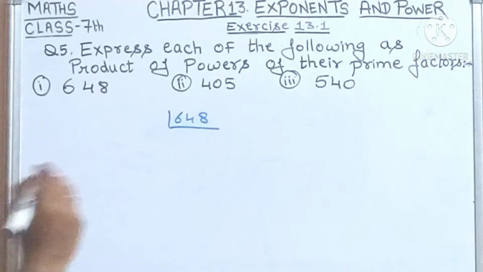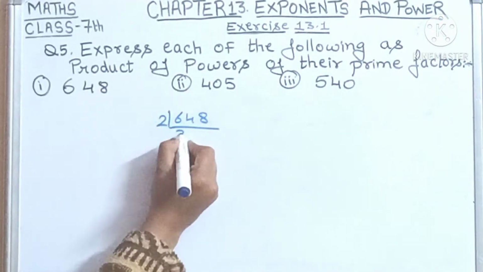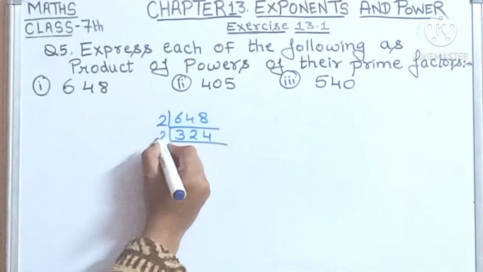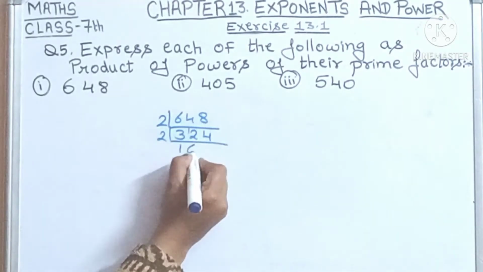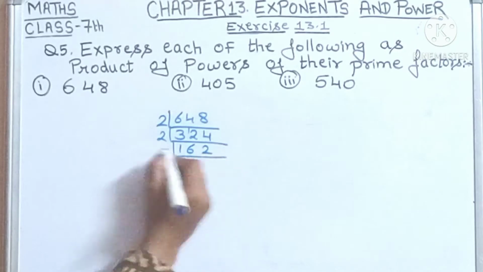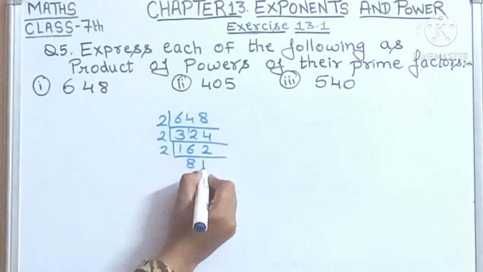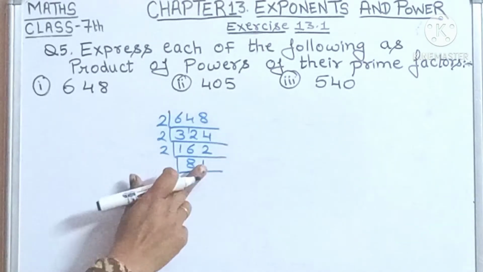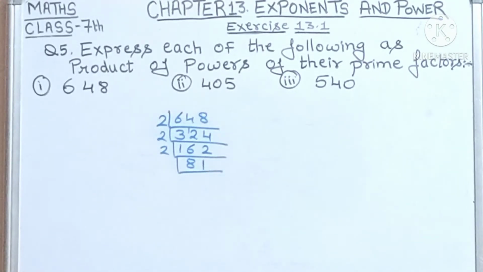So we will start with the table of 2. 2 3s are 6, 2 2s are 4 and 2 4s are 8. 2 1s are 2, carry 1, 2 6s are 12 and 2 2s are 4. 2 8s are 16, 2 1s are 2. Now it will not come in the table of 2 because the last digit is 1 and 1 doesn't come in the table of 2.